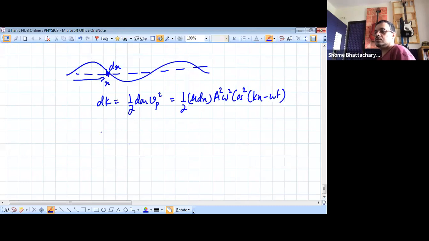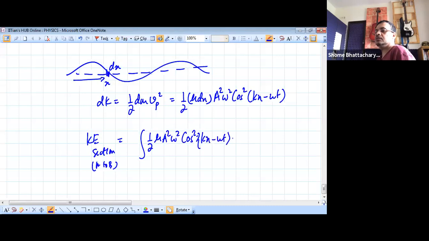So the kinetic energy of a certain section, let's say from A to B, will become the integration of this. That is half mu e square omega square cos square dx, from x equal to whatever that portion is, from A to B. So it will be this kind of a value.